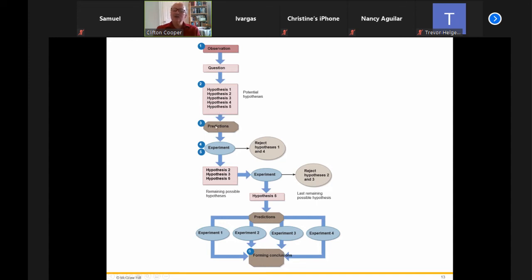Predictions follow from each of those. You do experiments, and those experiments reject some of the hypotheses. Some of the others may still be okay, potentially. You do more experiments, and you're able to get rid of more of those, and you're left with one hypothesis, the last one standing, most likely to be true. So then you investigate that more with further experiments. And all of this is helping you to narrow down a lot of different ideas down to a closer focus on an idea that's probably leading you toward the reality.